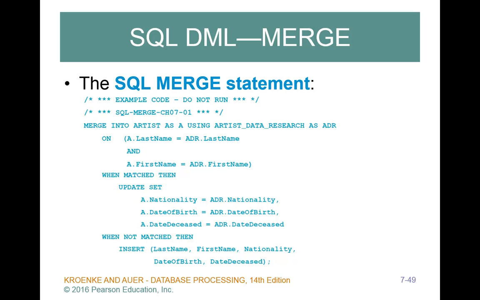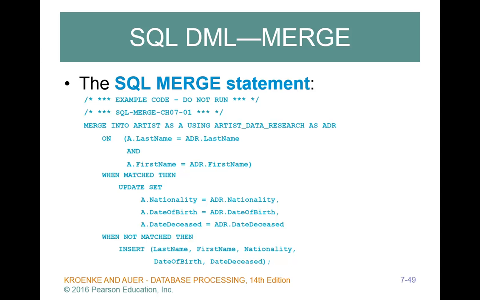So in this particular example, in our first example, you're merging into artists as a, using the artist underscore data underscore research table as an ADR. We're abbreviating it ADR, so what we're doing is using aliases here, where we're matching up. If the artist last name in the artist table matches up with last name in the artist underscore data research, and the first name matches up, then it's matched.